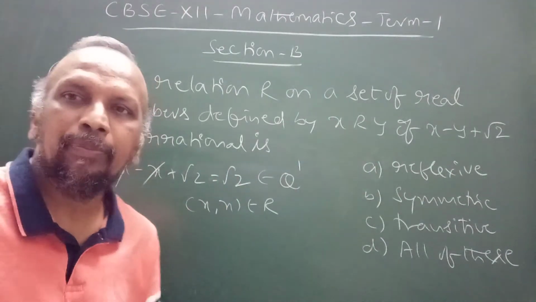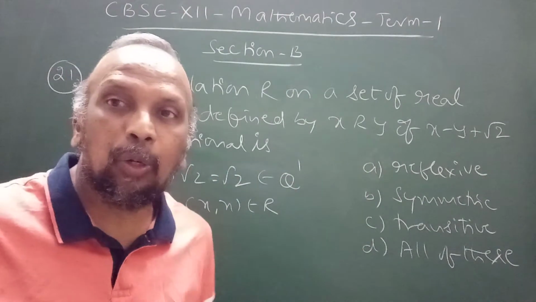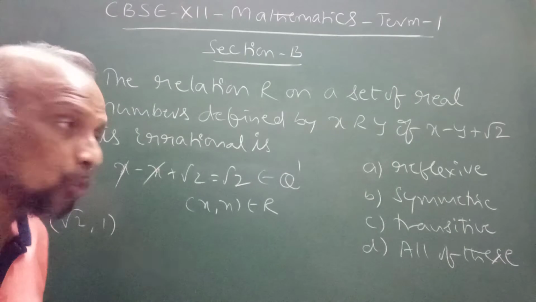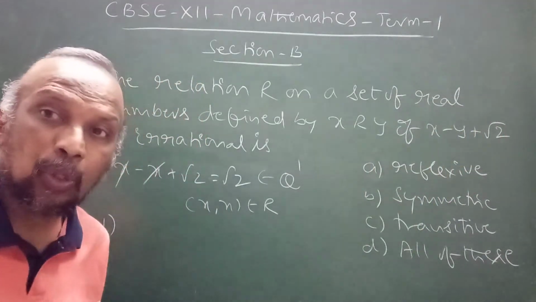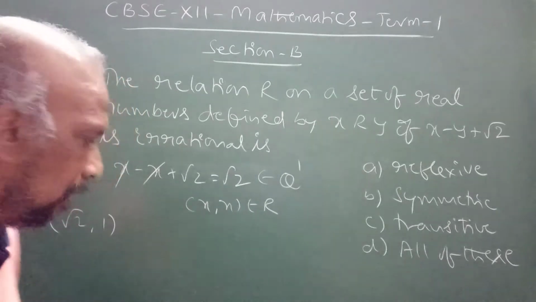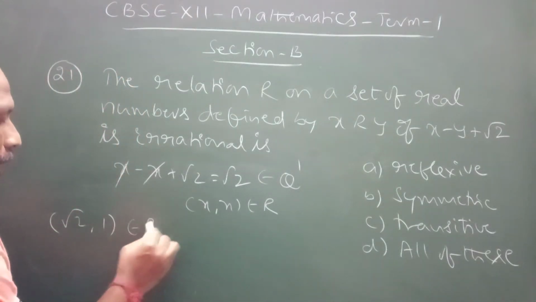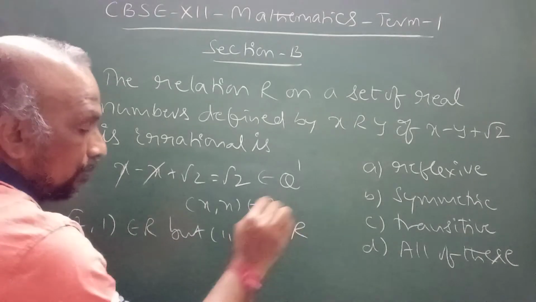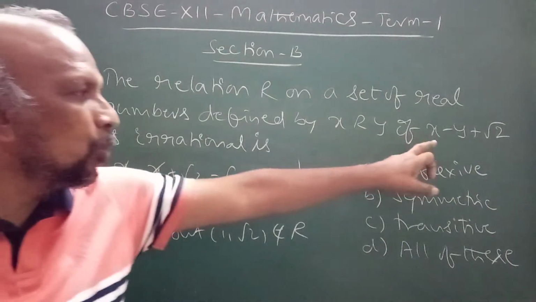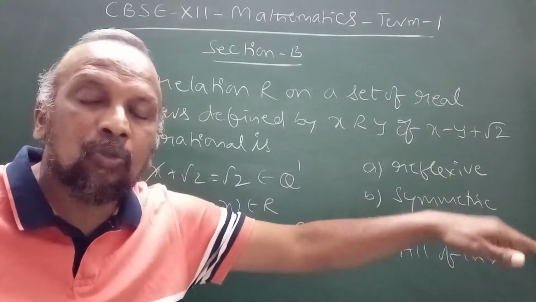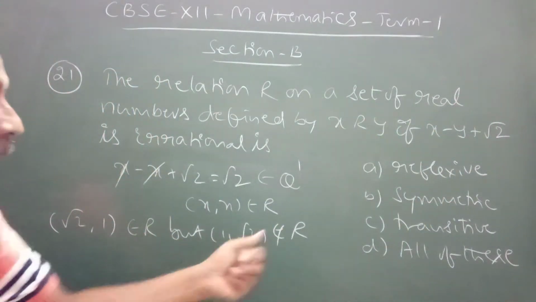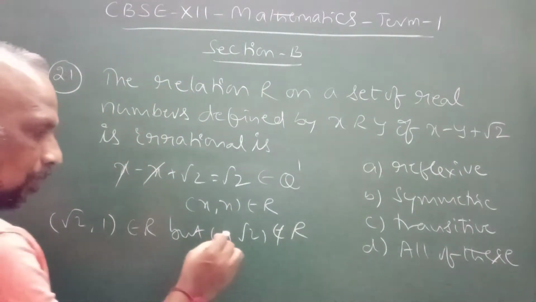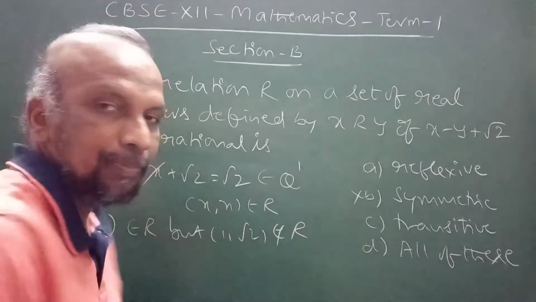Clearly it is reflexive, but you can check whether it is symmetric or not. For example, take (root 2, 1). Root 2 minus 1 plus root 2 is 2 root 2 minus 1, which is irrational, so (root 2, 1) belongs to R here. But (1, root 2) does not belong to R. Check that: 1 minus root 2 plus root 2 gives 1, which is rational, so this one does not belong to R. It is not symmetric, no doubt in that.